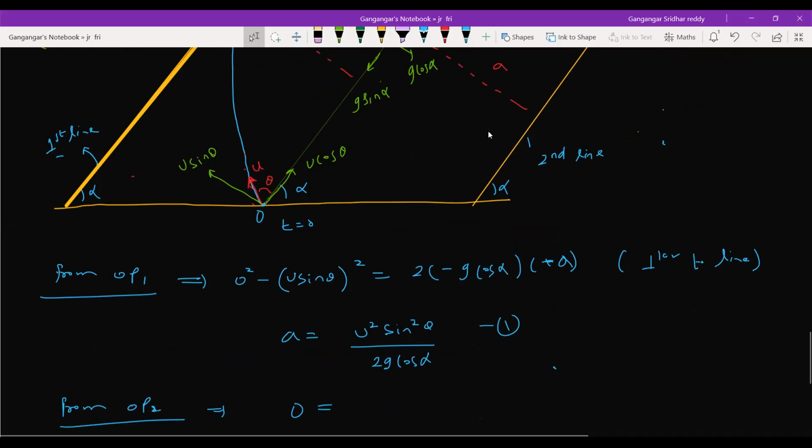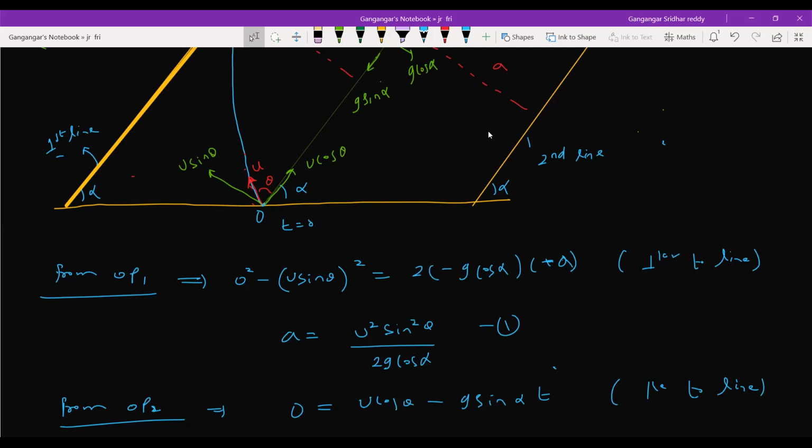So this will be u cos theta minus g sin alpha into t. This is what? Parallel to the line. Which line, you'll ask. Parallel to the first line. Let me make things still more clear. Perpendicular to the first line, this will be parallel to. Okay, now is that okay?